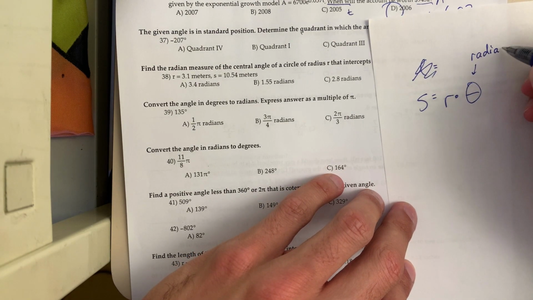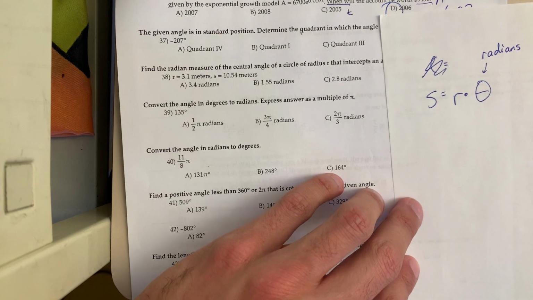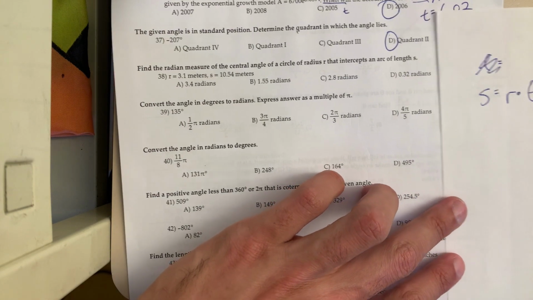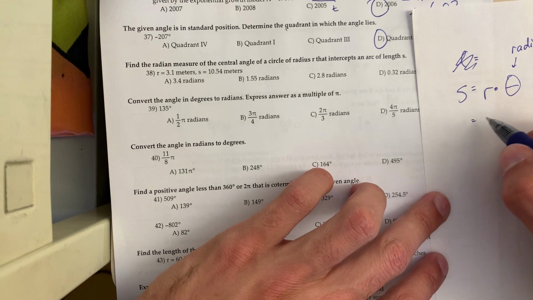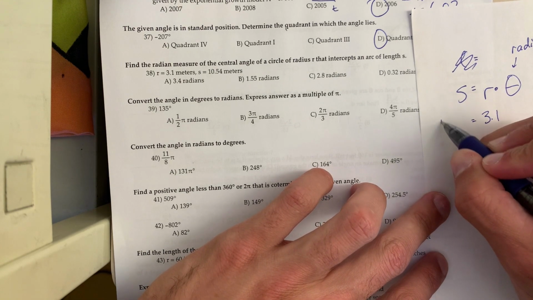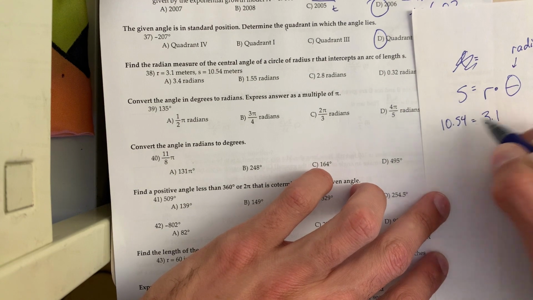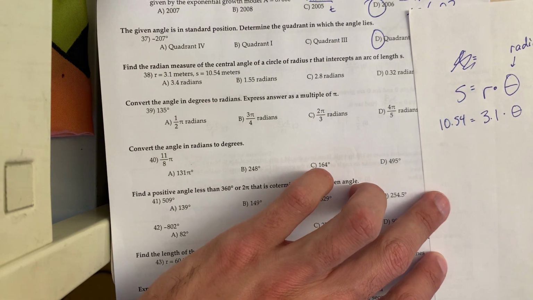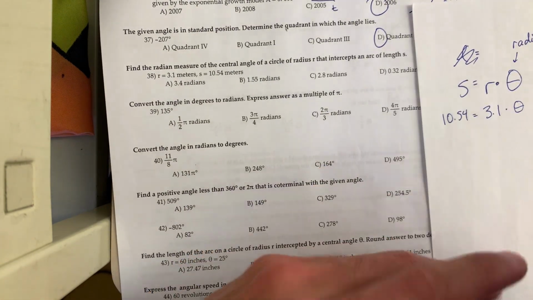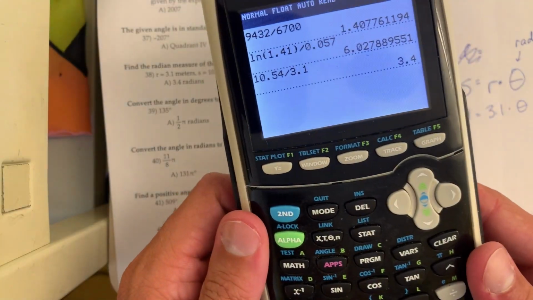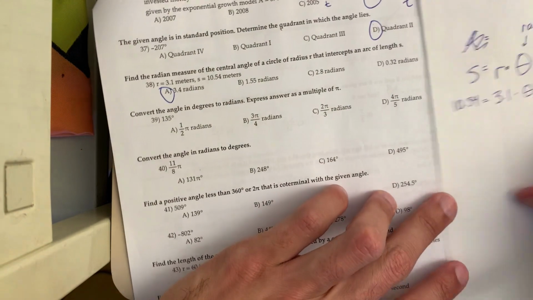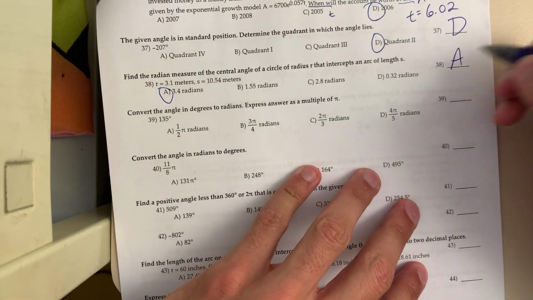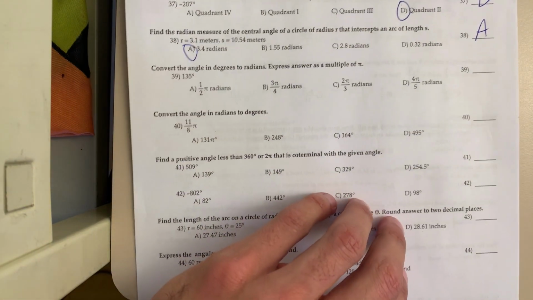So it's nice that when we get an answer here, it'll already be in radians for us. So basically, we just need to substitute in, right? If our radius is 3.1 and my arc length is 10.54, I just need to divide those two numbers. I just need to do 10.54 divided by 3.1, which gives me about 3.4, a little over 1 pi. Normally, radians are in pi, but not in pi in this case, so that's fine.